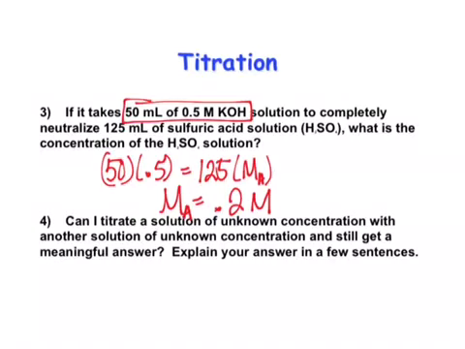Now my final question is this. Can I take an unknown concentration of one solution and titrate it with the unknown concentration of another solution? No, why not? We have to have, in our equation, we have 4 variables, and we have to know at least 3 of the variables. And so if we don't have those 3 variables, then we can't do it.